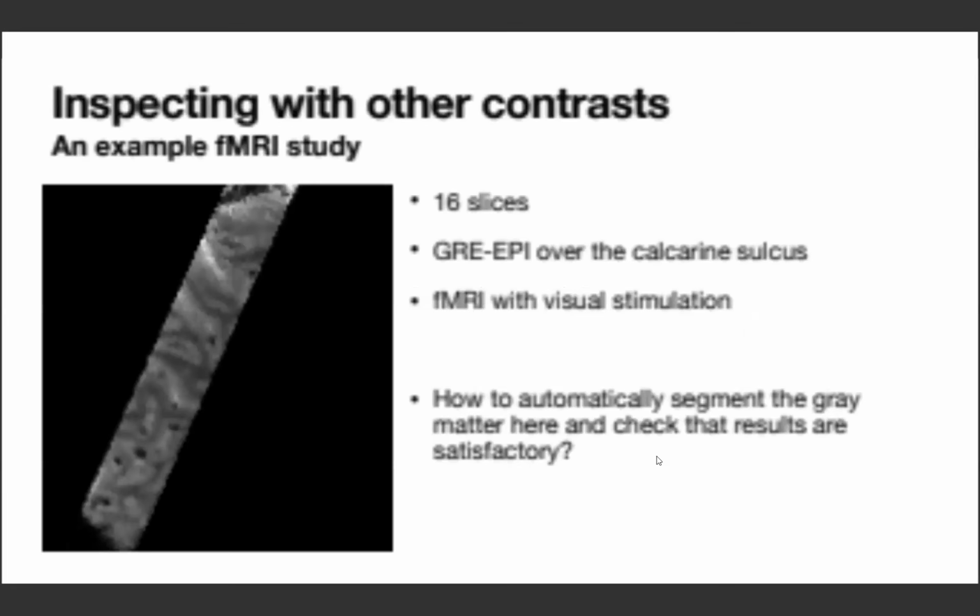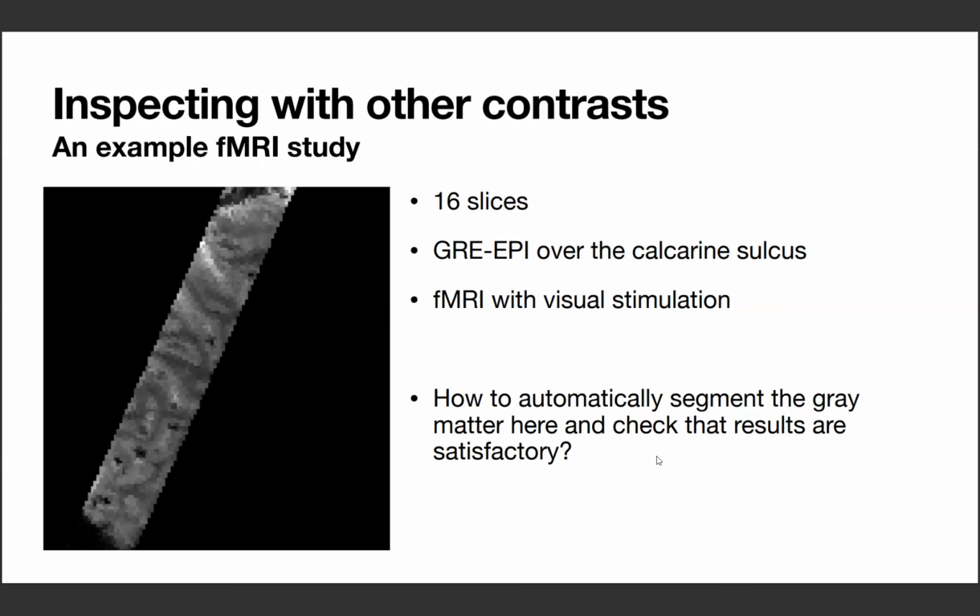And finally, since we still have a couple of minutes, I'll show an example fMRI study and how we look to see that these surfaces are actually okay. This is a study of the visual field. 16 slices placed over the calcarine sulcus, gradient echo EPI. It's an fMRI study with visual stimulation.